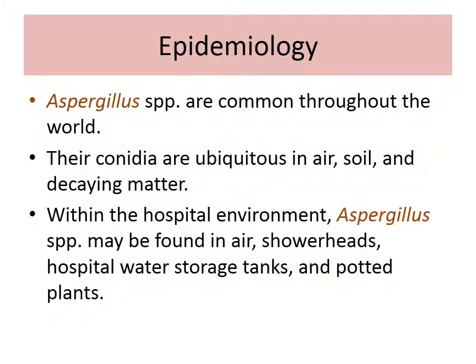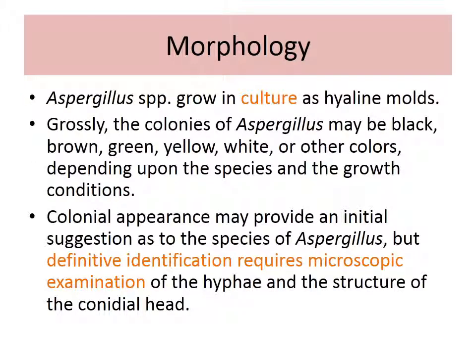It's common throughout the world, and their conidia are there in air, soil, and decaying material. Within the hospital setting, they may be found in water, in air, in shower heads, and the potted plants that you may see infection coming from. If you want to look at their morphology, they look like hyaline molds. The colonies of Aspergillus may appear in any color: basically black, brown, green, yellow, white. It depends upon the species and the growth condition.